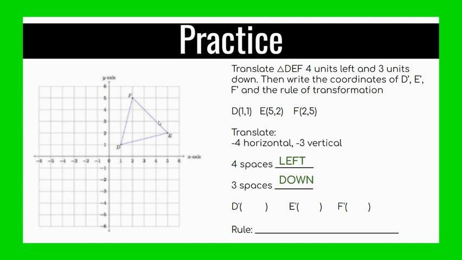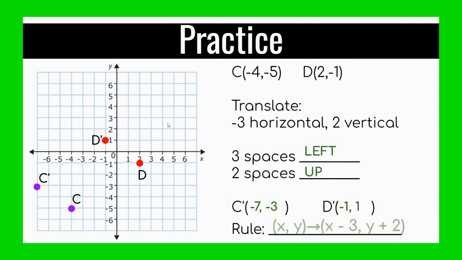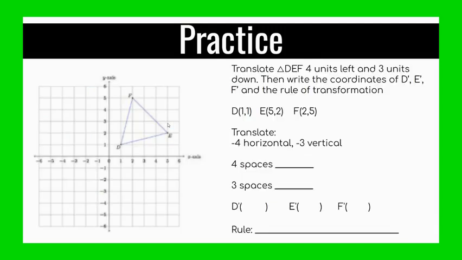So all I'm going to do compared to the last time is instead of just moving 1 point, I'm going to move all 3 points. So I'd start with D. I'm going to move 4 places to the left, 1, 2, 3, 4, and then down 3, 1, 2, 3, and then I do that to all of the other points, and this is where I end up with D prime, F prime, and E prime.